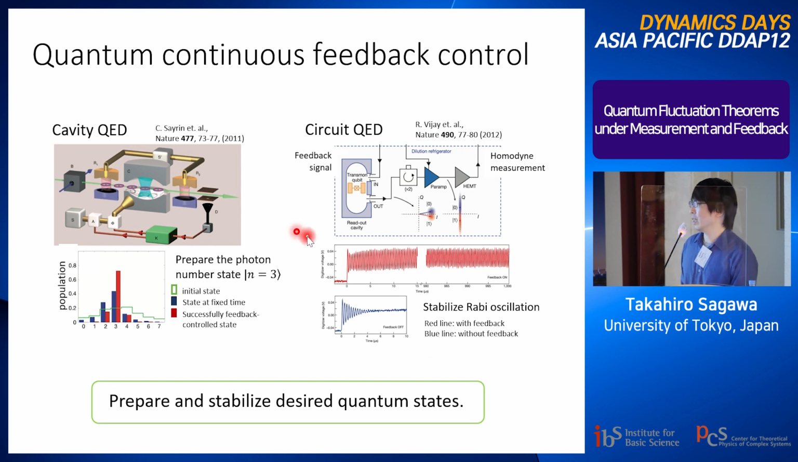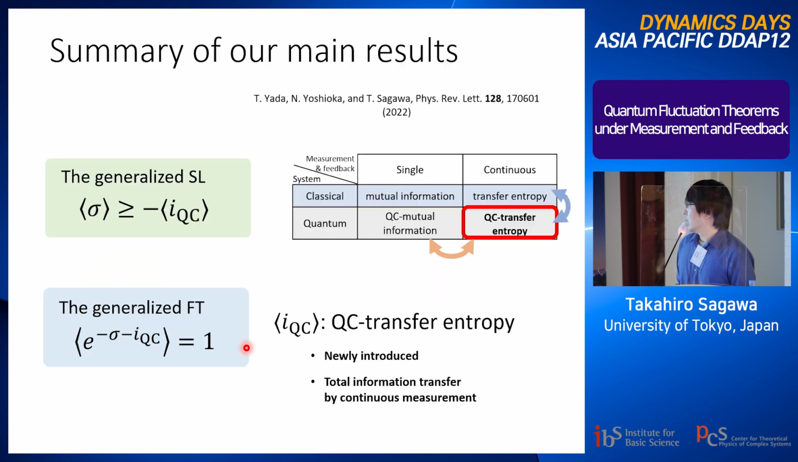Before going to that, let me just emphasize why quantum continuous measurement and feedback is so important. In dissipative quantum systems, the quantum nature is lost because of decoherence or something. If we want to maintain that quantum feature, we need to keep the state by performing continuous measurement and feedback. For example, in this example, they prepared a Fock state by using quantum measurement and feedback. This shows that we can also use continuous quantum measurement and feedback as a kind of state preparation of quantum systems.